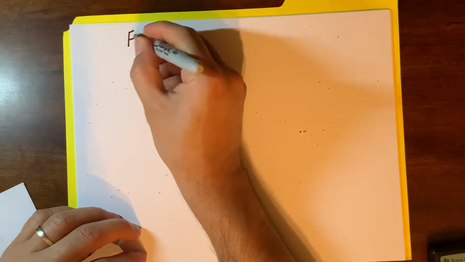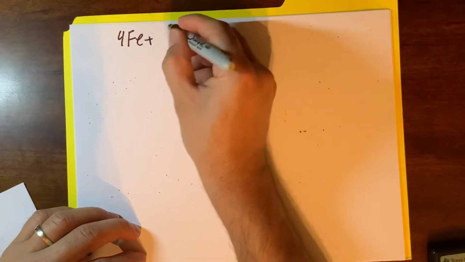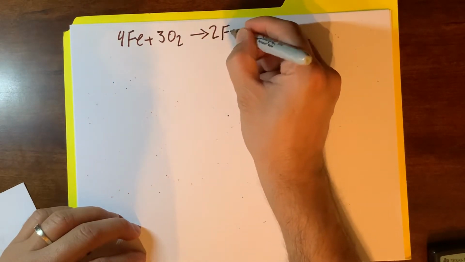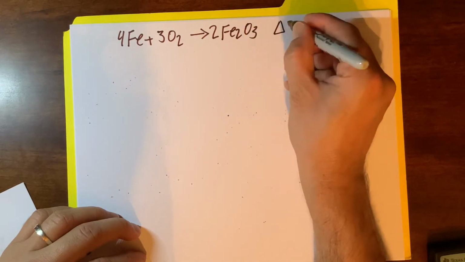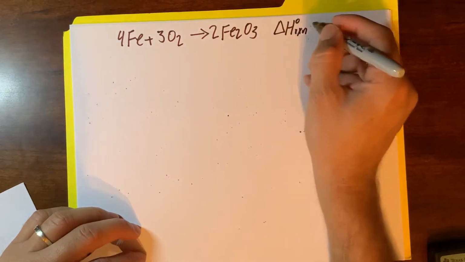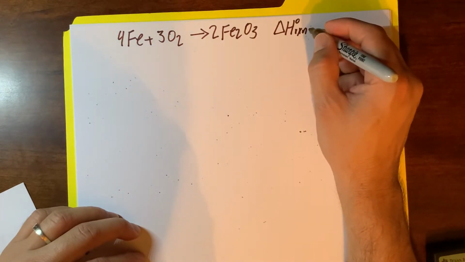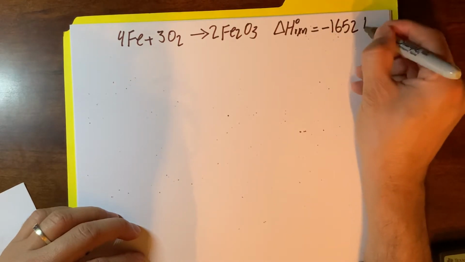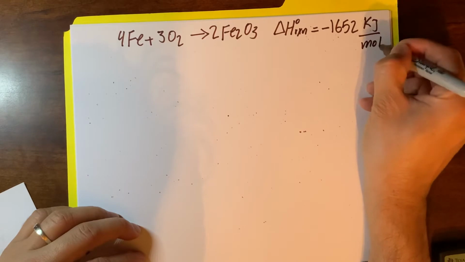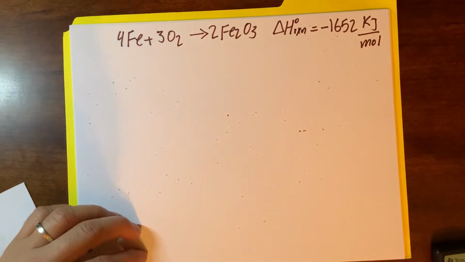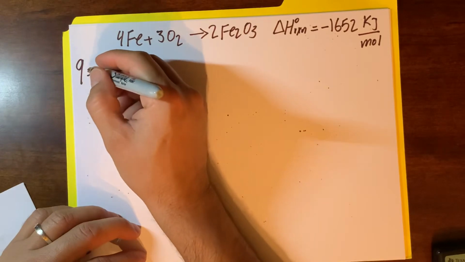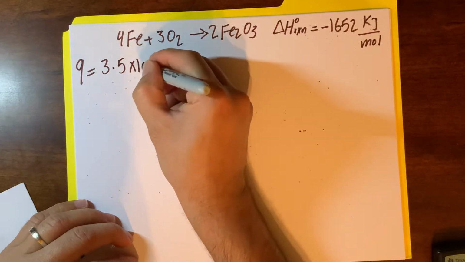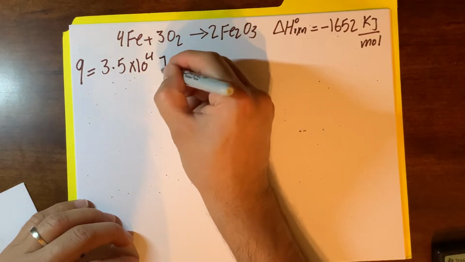We have 4 mole iron plus 3 moles oxygen. We get 2 mole iron 3 oxide. Delta H for this reaction is given and is equal to minus 1652 kilojoule over mole. Now they are saying we got heat, heat equal to 3.5 multiply 10 to the power of 4 joule.